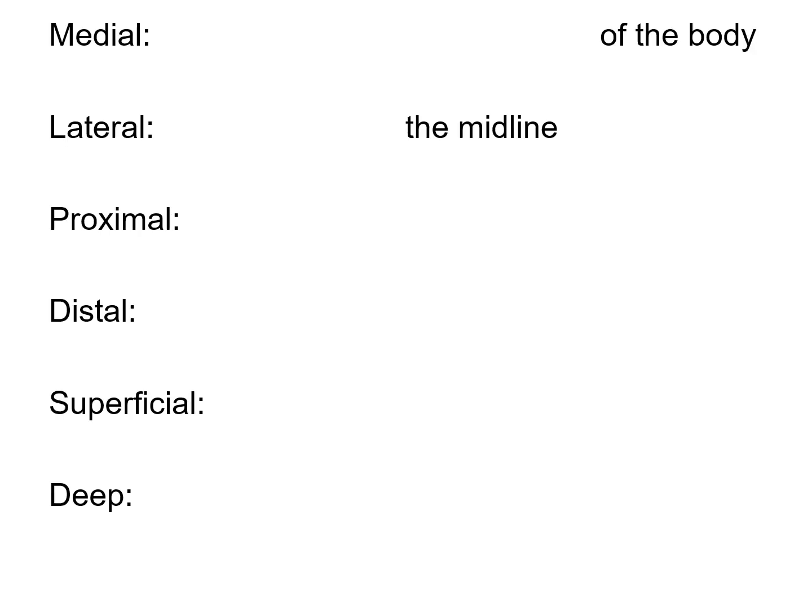And then we also have a few more terms that we use, especially for the appendicular body, where we're talking about your hands, arms, legs, and feet. Something is medial if it's closer towards the midline of the body. If you were to draw a line from your nose to your belly button, that's the midline of your body.